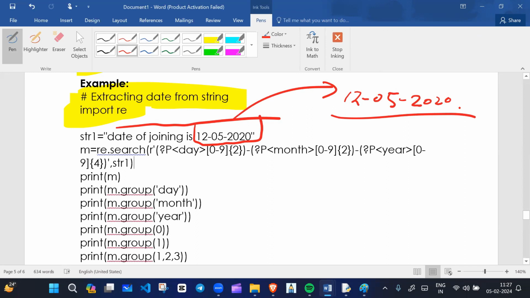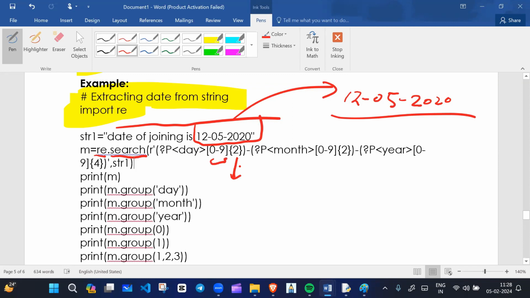So how can we extract this date from the string? We will write here, using the search method, which is available in the re module. Then we are writing the pattern, and let's understand this pattern. Day: 0 to 9, meaning it can contain 2 digits. How many digits can day contain?